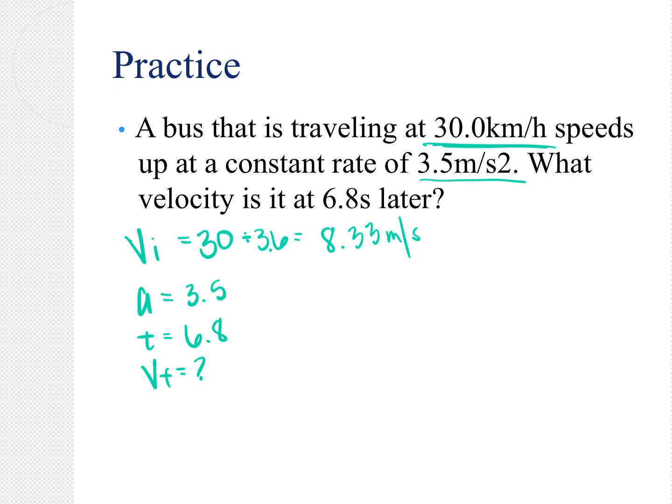But as we work through more difficult problems and have more variables, I think making yourself a list is really helpful. So I'm going to encourage you to do that, even on these problems that seem simple. Okay? So we're just going to plug it in. VF equals VI plus A times T.